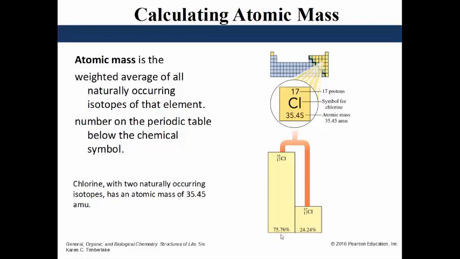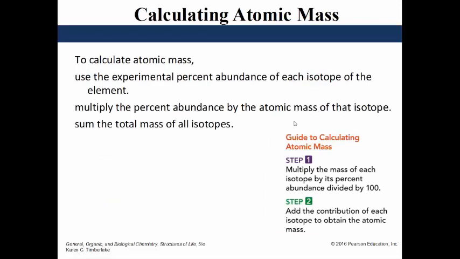75%, or just over 75%, of all the naturally occurring chlorine has a mass of 35. The other 24% has a mass of 37. So when you average this out mathematically, you get the average atomic mass of 35.45 atomic mass units, which is how we get this value here. All right, to calculate atomic mass, what you'll do is you will multiply the mass of that isotope by its percentage, how abundant it is, and then you will do that for every single isotope. Then you will add up all those numbers together to get the average atomic mass.